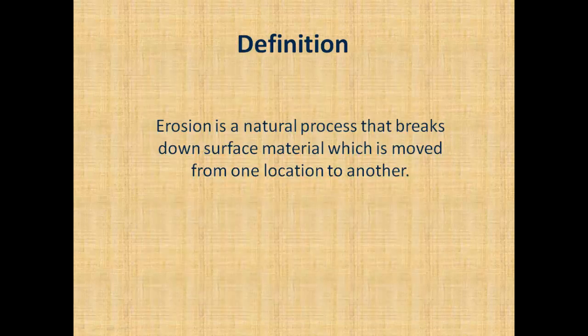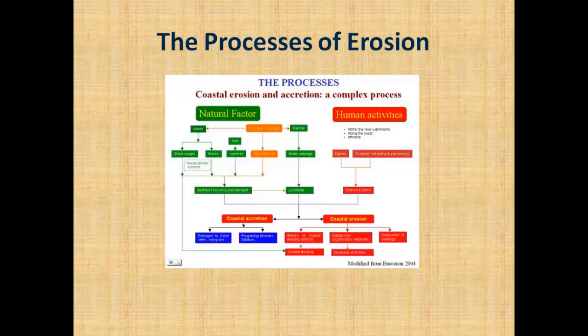Okay, so this presentation is about erosion. A definition of erosion is a natural process that breaks down surface material, which is then moved from one location to another. It's a pretty simple concept, one would think. There are many processes that cause erosion. There are natural factors and human factors.